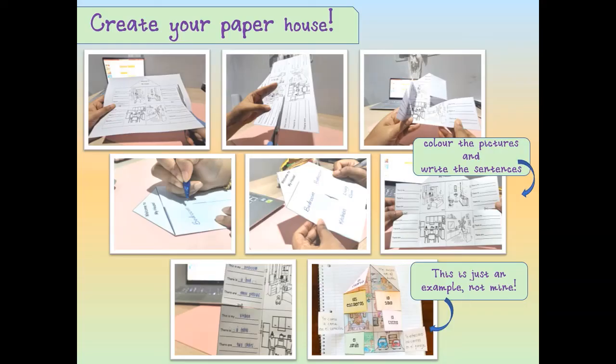Okay, now it's time for your task. What you need to do is to create your own paper house. You can find the template of this paper house in your WhatsApp group later. And then, please follow all the steps mentioned in the picture. And don't forget to color all the pictures and write the sentences. Okay? Once you are done, you can paste it in your single line book, take a photo of it, and share it with me and your friends.